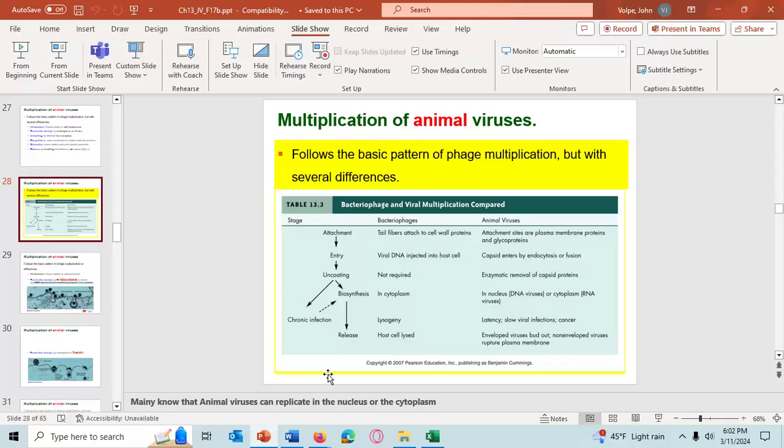There is one exception to that rule of thumb, and that is there are retroviruses, which are RNA viruses, and they replicate in the nucleus of the cell. They do not replicate in the cytoplasm. And they're the only exception I know of to the rule of thumb. Any question about any of that?